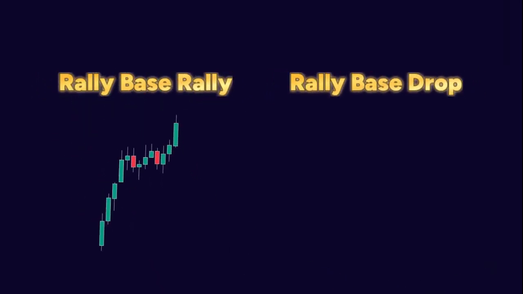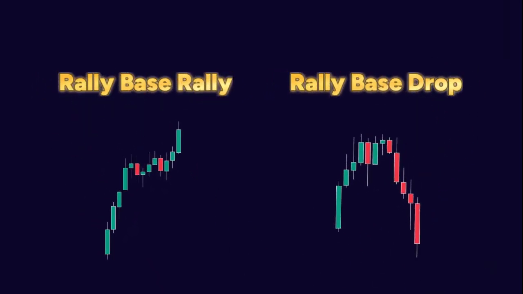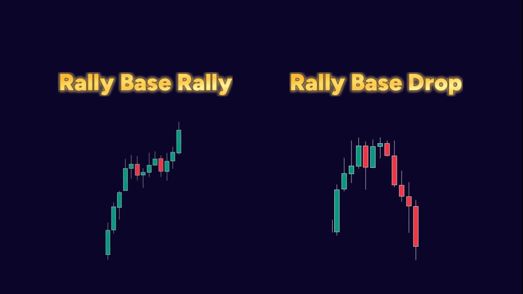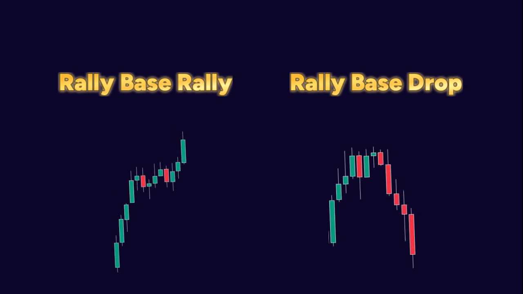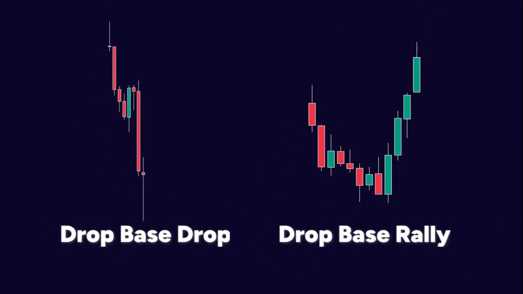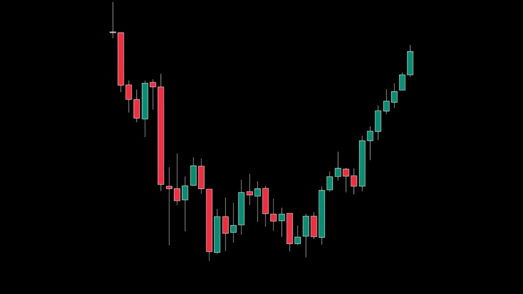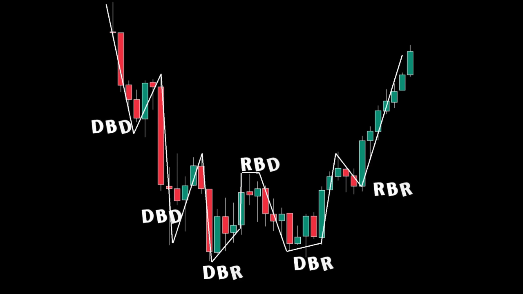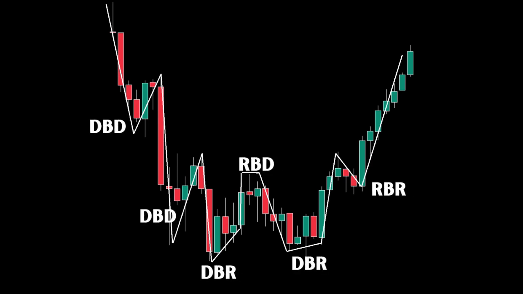In price action, there are two popular and widely used patterns: the rally-base rally and rally-base drop patterns. In fact, all price movements are either rally-base rally or rally-base drop. These patterns can also be drop-base drop and drop-base rally. Look at the chart. In this chart, you can see how the price moves with a combination of these two patterns.